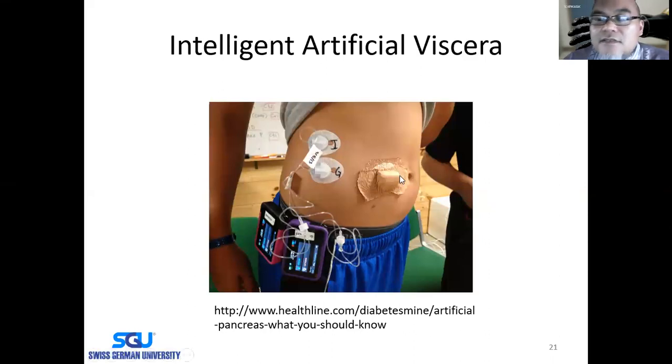This sensor senses the transcutaneous glucose level from the blood vessel just underneath the skin. Then it will send the information to this controller of the pump. Based on that information about the glucose level in the patient's blood, it will pump the corresponding insulin into the blood system of the patient. You may check this website, or you may Google artificial pancreas. There have been several companies trying to develop this, but they are not yet widely available.